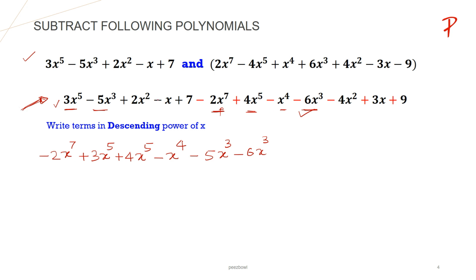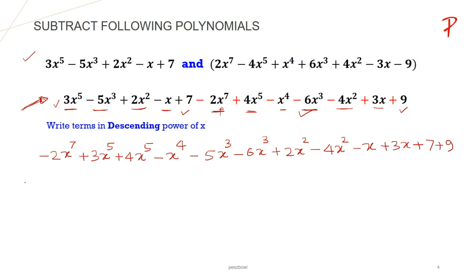Okay. After that, you see here we have 2x square and here we have minus 4x square. Let us write both of them. Plus 2x square minus 4x square. Okay. After that, minus x plus 3x. And at last, we have two constants, plus 7 plus 9.